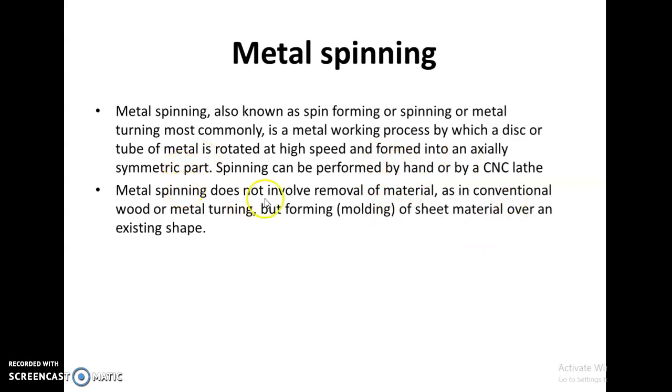Metal spinning does not involve removal of material as in conventional wood or metal turning, but forming of sheet metal over an existing shape. So it is not a material removal process. It forms a shape based on the existing material.